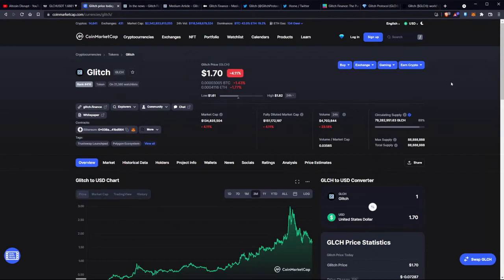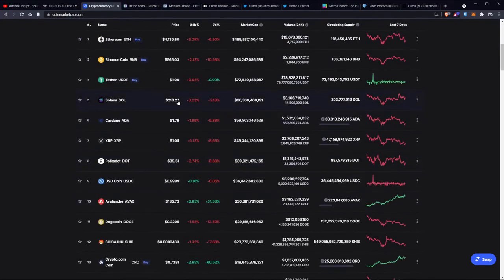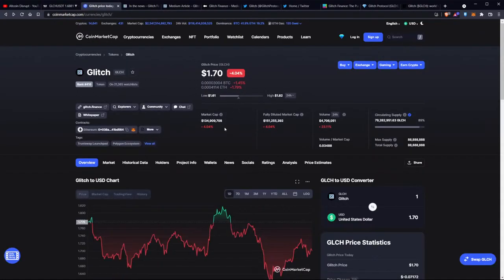So what you're basically saying is that it's really undervalued right now, which is not a surprise. It's quite obvious. It is really undervalued. With Solana's market cap being around 65, 66 billion, roughly, always changing, if Glitch gets that number, it'll be worth $1,000 per coin. Wow, that's really impressive.